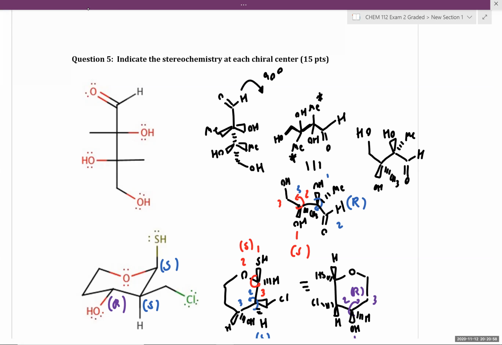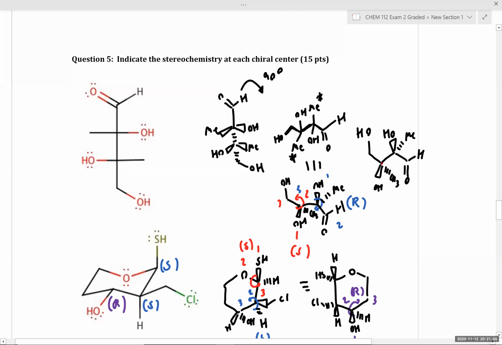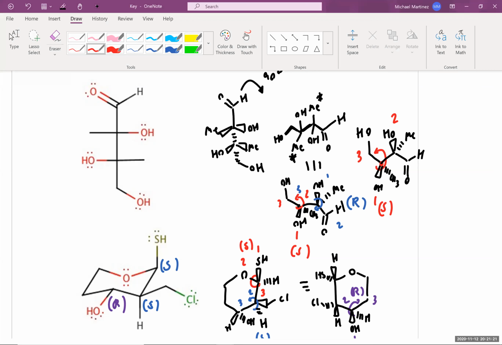Okay, so assigning priority, first and foremost at the bottom carbon in red, the alcohol is the highest priority. This side chain that has an alcohol and an aldehyde is higher priority. So we'll put that as 2. And the side chain with the alcohol is priority 3. So then tracing, we move counterclockwise. So this first center is S.